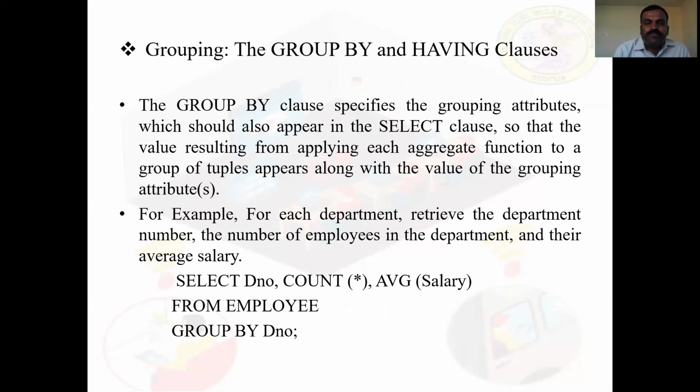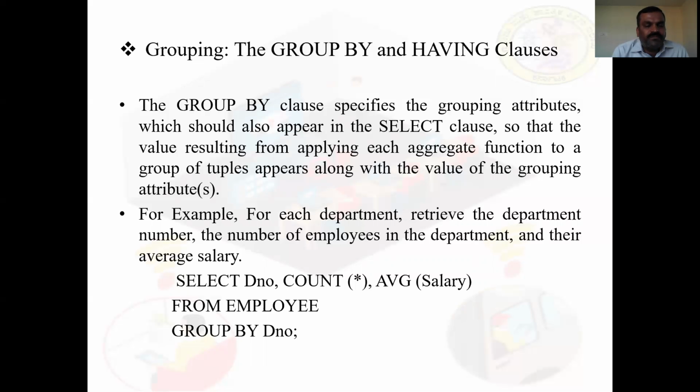Then grouping, the group by and having classes. In many cases, we want to apply the aggregate functions to subgroups of tuples in a relation where the subgroups are based on some attribute values. For example, we may want to find the average salary of employees in each department or the number of employees who work on each project.